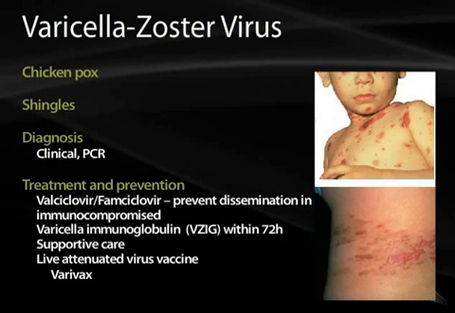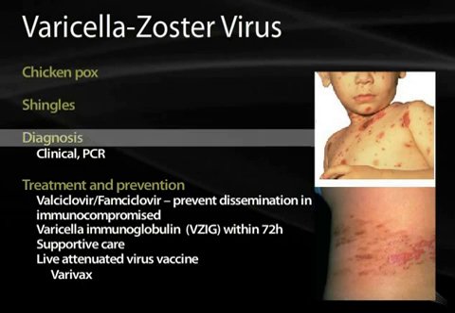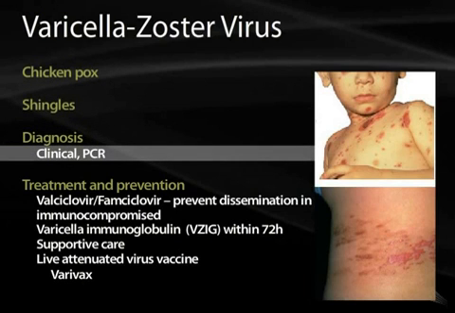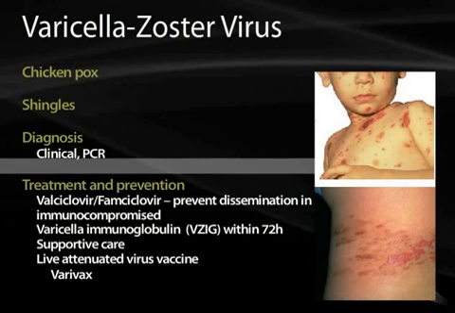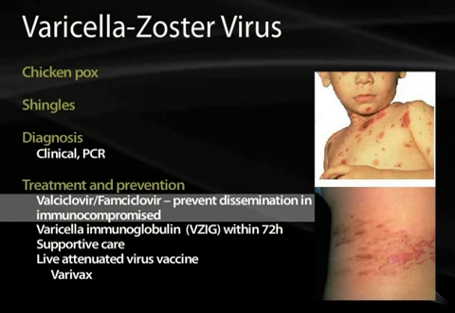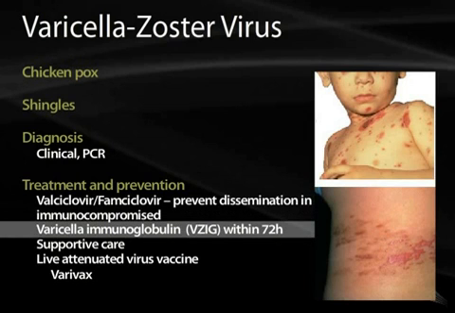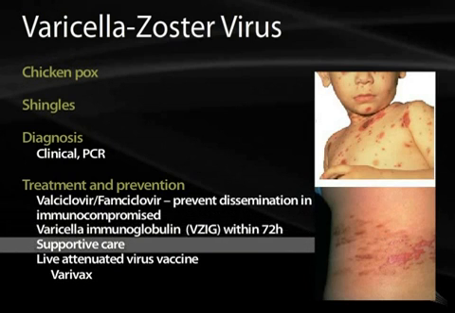Varicella zoster virus is the most common cause of chickenpox. It also can cause shingles later in life. It's diagnosed clinically by the distribution and nature of the rash, and also by PCR if you need it. Treatment of varicella zoster includes valacyclovir and famciclovir. This prevents disseminated infection in immunocompromised people. You can give varicella immunoglobulin within 72 hours, but otherwise it's supportive care for comfort.